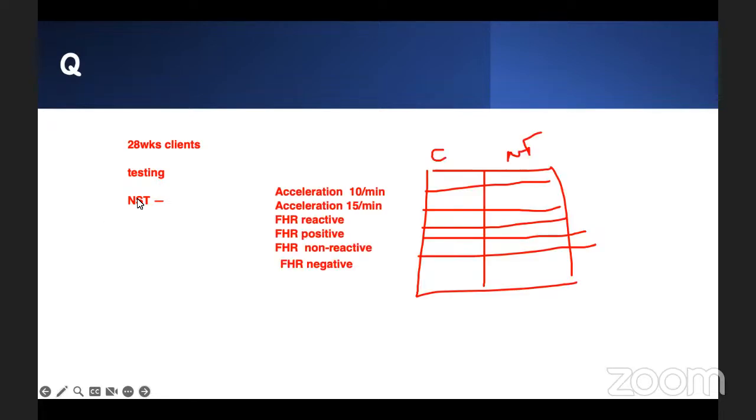20 weeks client who is doing some testing. He did a non-stress test, which of this is concerning. So I want to know if you can remember this thing, which of this is very concerning to you, right? This is where you are. Non-stress test. Like I told you right now, define what non-stress test is. And if you know what it is, this will be easy to pick the right answer. First, you have to know what is non-stress test.